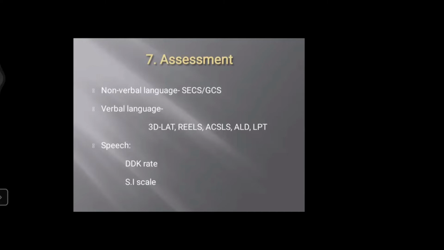And for speech, if the language is fine, or even if the language is not fine, if the child's speech is not clear, we can use the speech intelligibility scale and diadochokinetic rate to see how the motor musculature is functioning, or how able the motor musculature is to speak. This is a proper assessment.